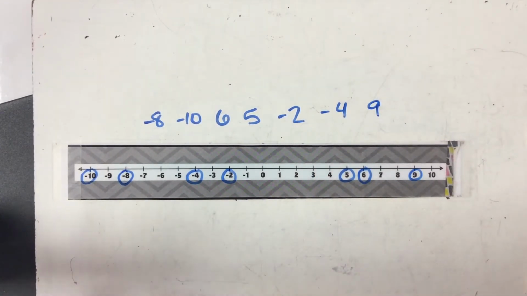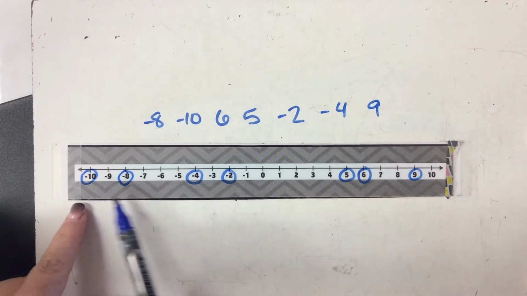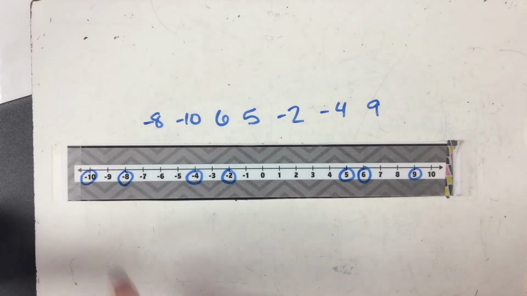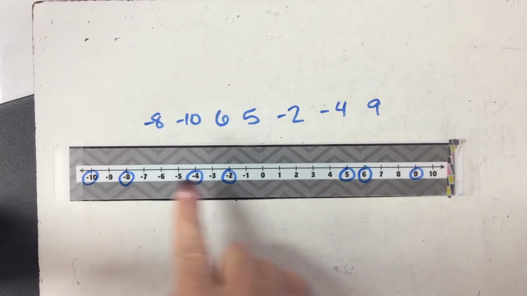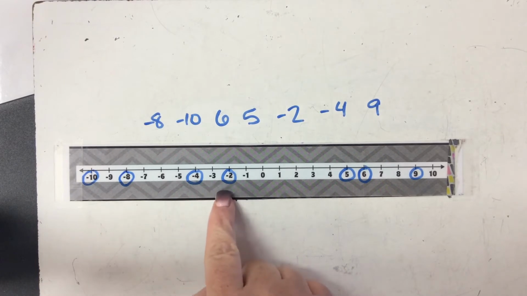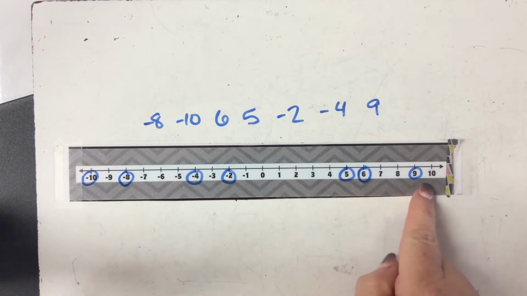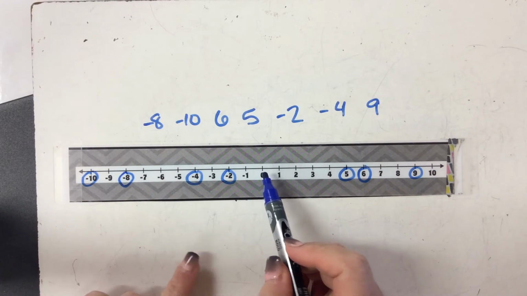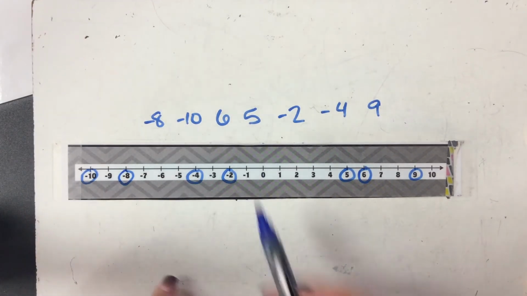Okay, so it is really easy to see on the number line, right? You can look right at this number line and put them in order least to greatest because you write them in this order. You would write -10, -8, -4, -2, 5, 6, and 9. That's really easy. Number lines are such a great resource. Draw one every time.